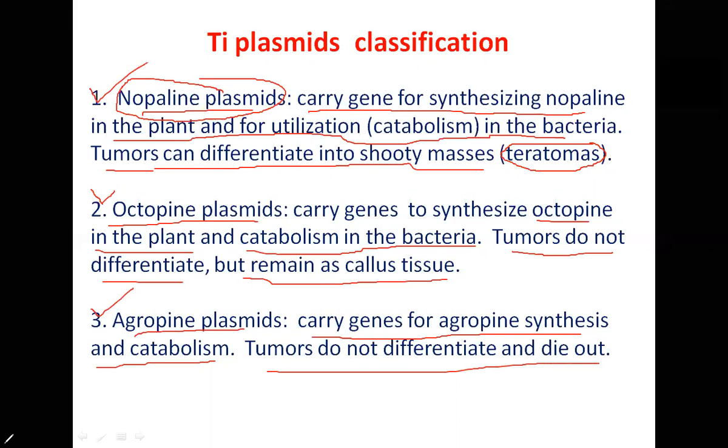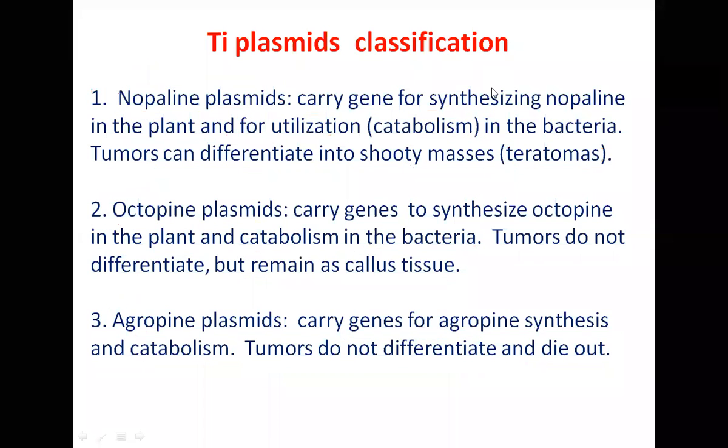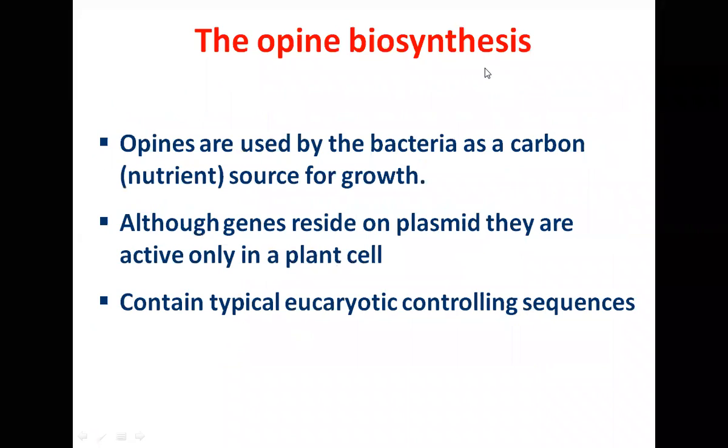So these are the three main types. Based on what kind of gene the agrobacterium carries, you can classify those plasmids: nopalin plasmid, second is octopine plasmid, and the third one is agropine plasmid. Now these opines, as I said, they are used by the bacteria as a source of carbon for their growth and development.